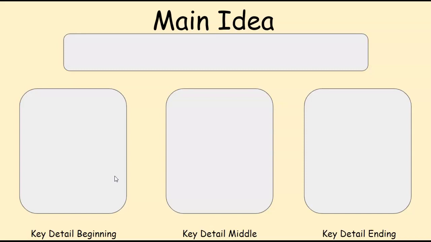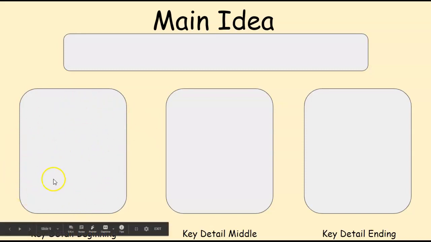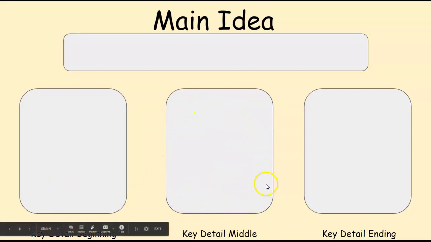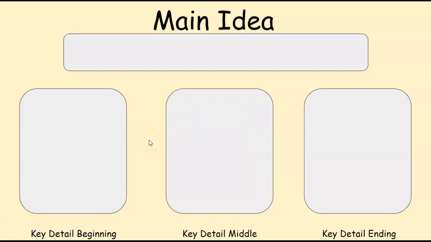So in your writing notebook, I want you to draw this picture. This is the graphic organizer that we will be using in first grade to better understand the main idea. I want you to go through the story and draw a picture of one key detail at the beginning of the story. And if you can sound out some words, go ahead and write some words in that box too. And then you're going to pick out a key detail in the middle of the story. Again, draw a picture. And if you can sound out some words and write them, that's amazing.